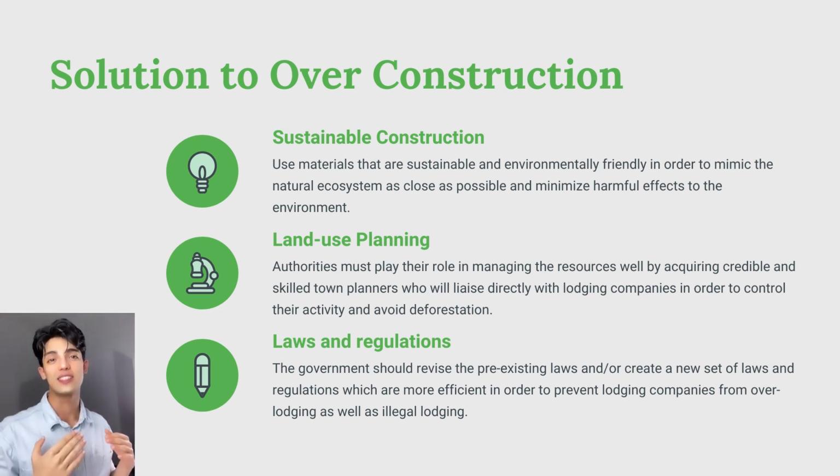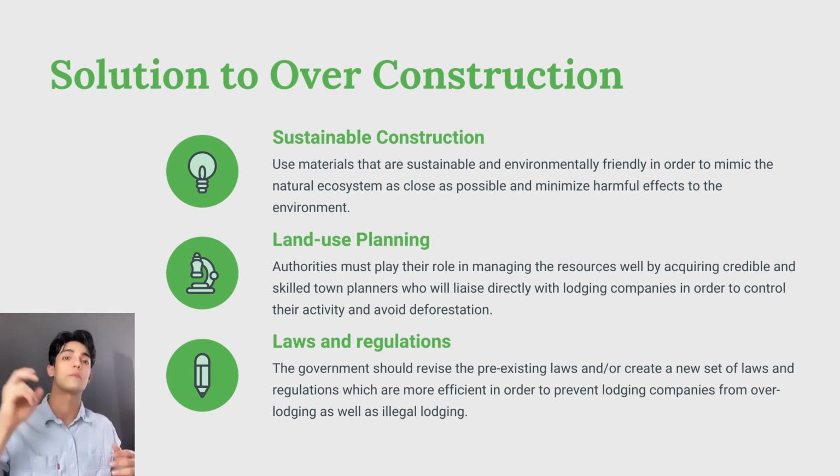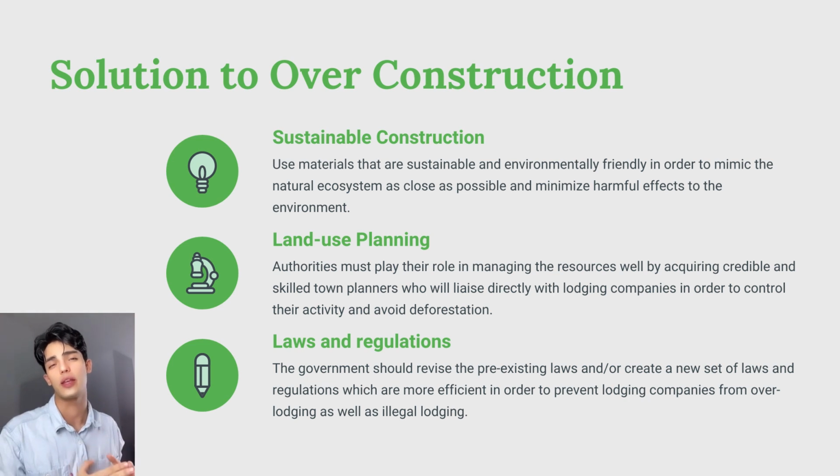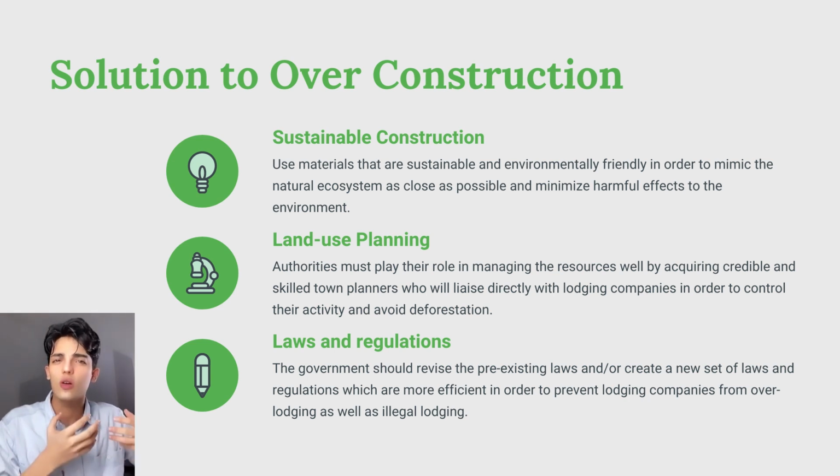Hi, my name is G3-10 and today I'll be giving you a solution to over-construction. Number one, we need to have sustainable construction, meaning that we need to use materials that are sustainable and environmentally friendly, so that we can mimic the natural ecosystem as closely as possible and minimize the harmful effects of our over-construction to the environment. Second, we need to use proper land use planning. Authorities, those with decision-making power, need to play their role in managing the resources well by acquiring the right skilled town planners who will liaise directly with the logging companies so that we can control their activities and avoid deforestation.